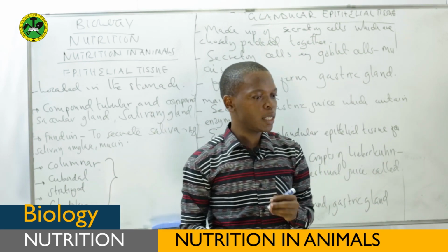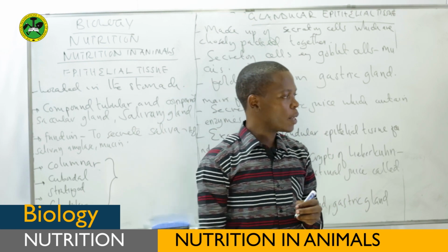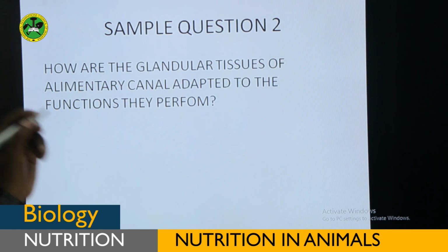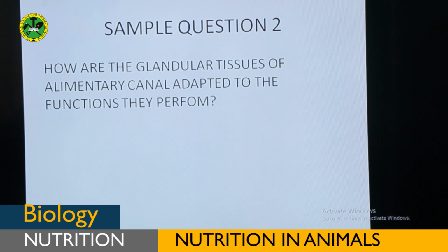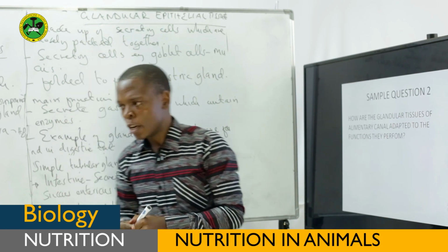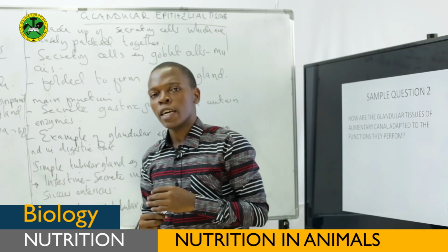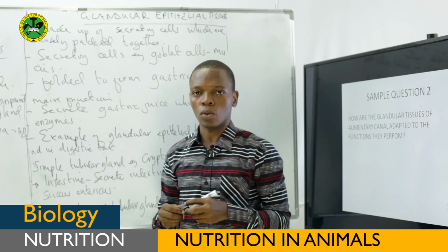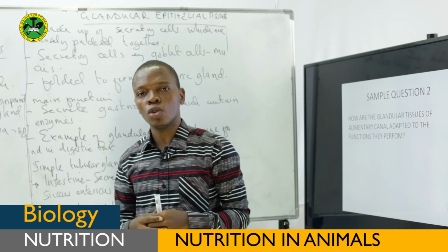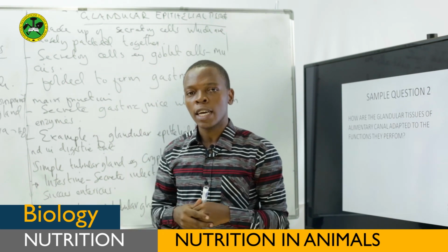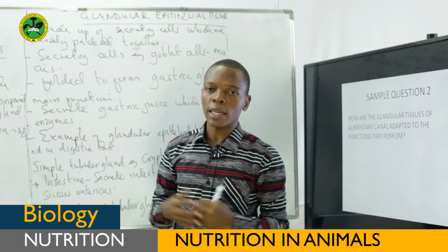Another sample question that you may be asked from this part, sample question number 2: how are the glandular tissues of the alimentary canal adapted to the function they perform? How are they adapted? From the lesson we have seen one of the tissues found in the digestive tract, glandular tissue. And we have said this glandular tissue is made up of different secretory cells. These secretory cells secrete material like mucus.